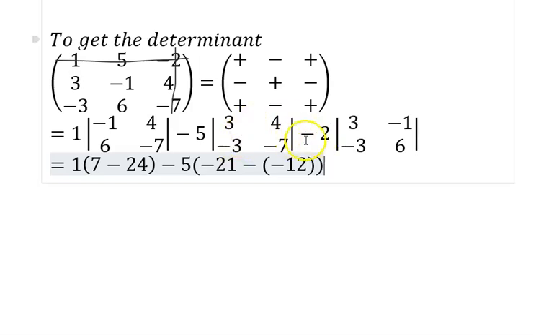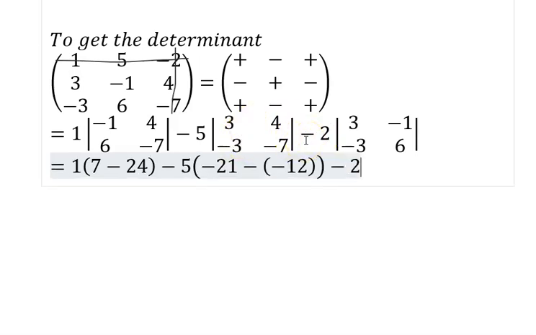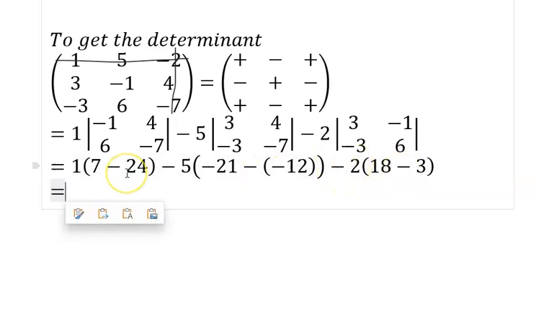So we go straight to this minus 2. Open up our bracket. 3 times 6 here will give us what? 18. Our usual minus. Minus 1 times minus 3 will give us what? 3, because minus times minus will give us plus. Beautiful. So from here, let's go straight. So we say 7 minus 24 will give us what? Minus 17.